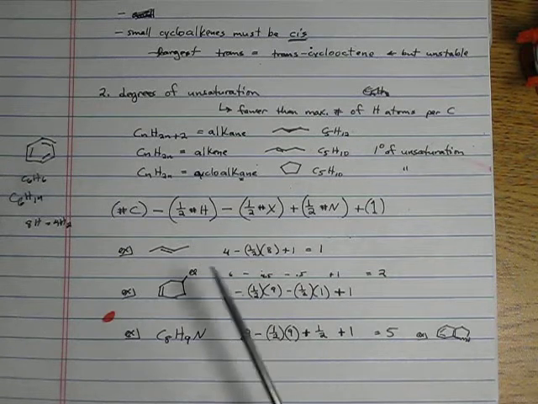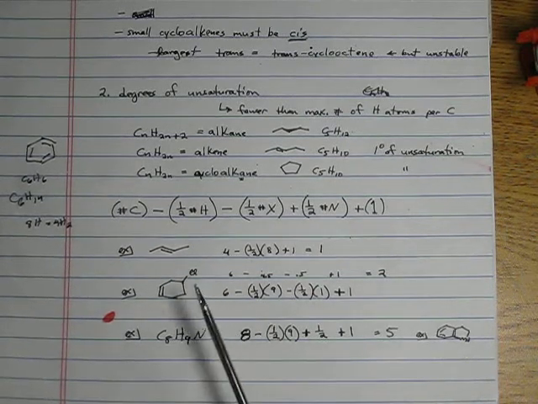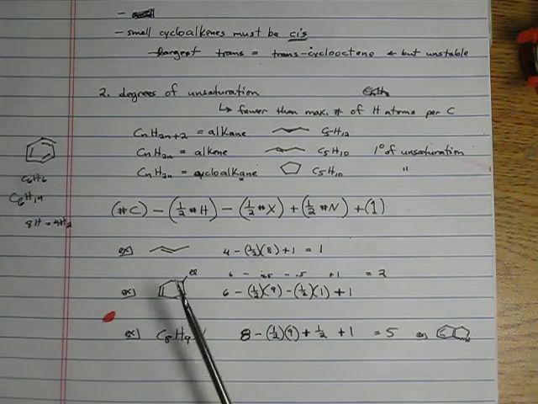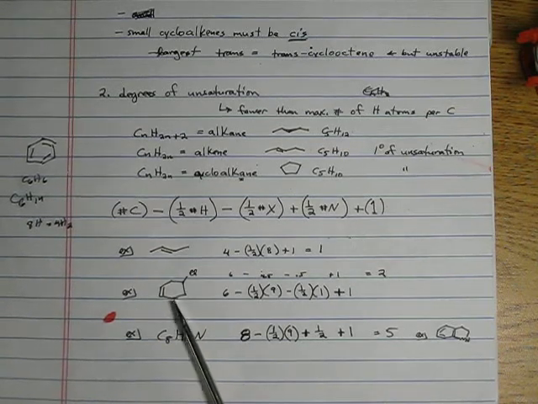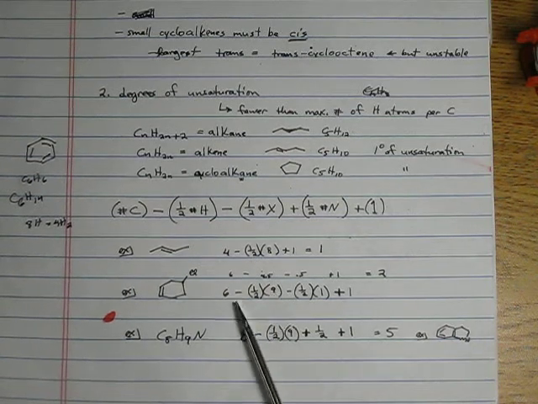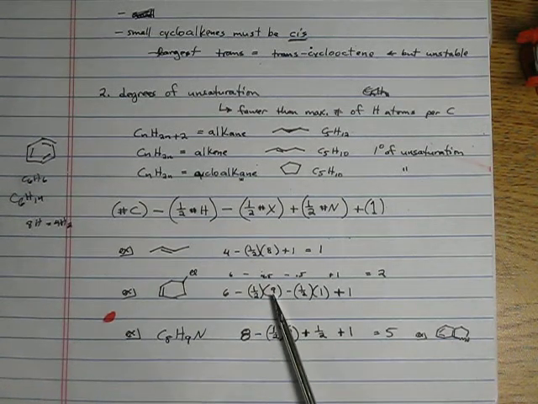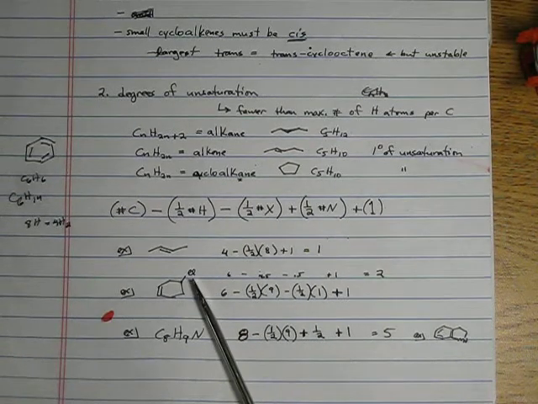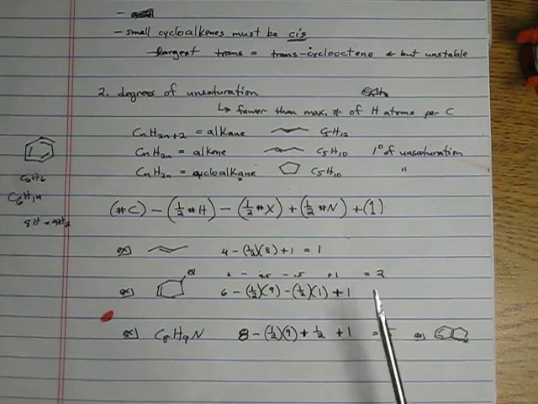Okay, let's look at this molecule right here. We can see it's got a ring and a double bond. We're expecting 2 degrees of unsaturation. 6 carbons minus, well, how many hydrogens? 1, 2, 3, 4, 5, 6, 7, 8, 9. 6 carbons minus 1/2 of 9 hydrogens. We've got 1 chlorine, so we've got to subtract 1/2 of 1 for chlorine, plus 1.